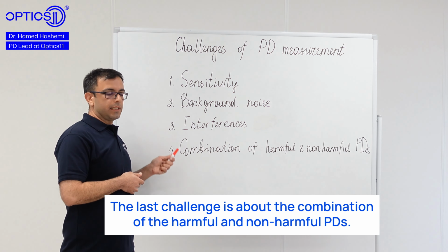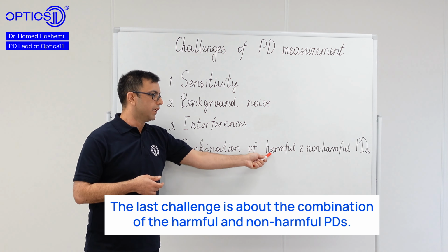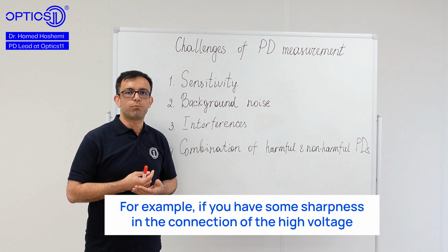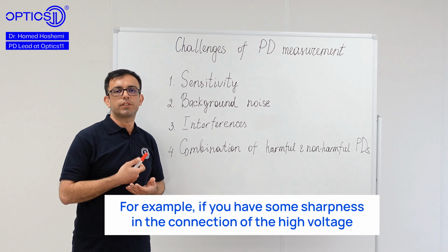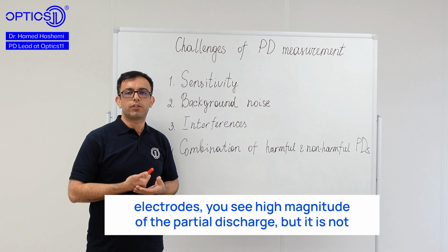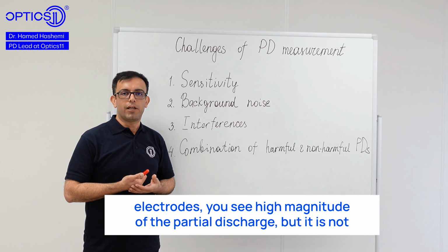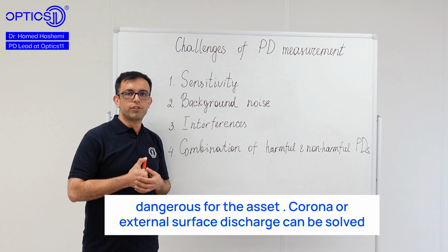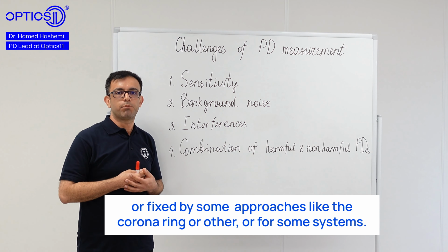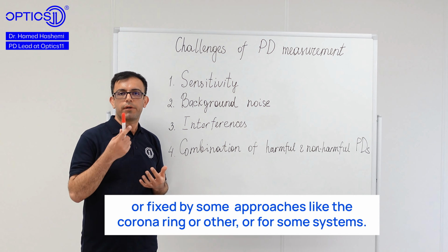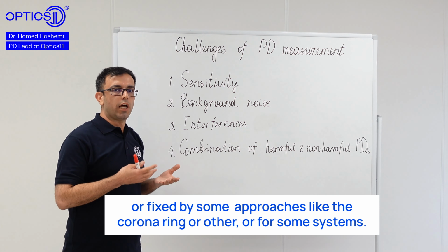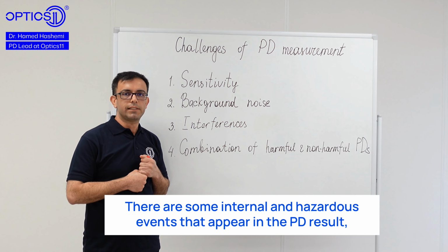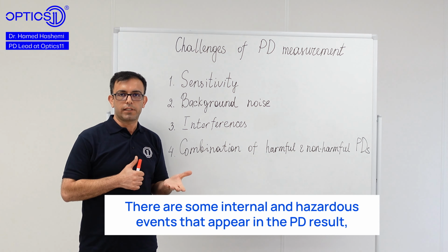The last challenges is about the combination of the harmful and non-harmful PDs. For example, if you have some sharpness in the connection of the high voltage electrodes, you see high magnitude of the partial discharge, but it is not dangerous for the asset. Corona or external surface discharge can be solved or fixed by some approaches like the corona ring or others. Or for some systems, there are some internal and hazardous events that appeared in the PD result, and you should focus on that.